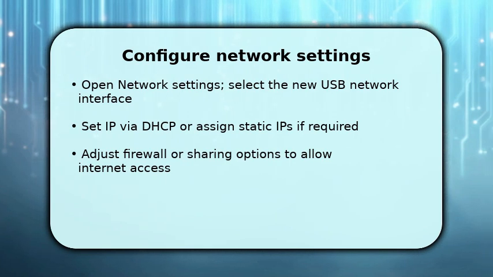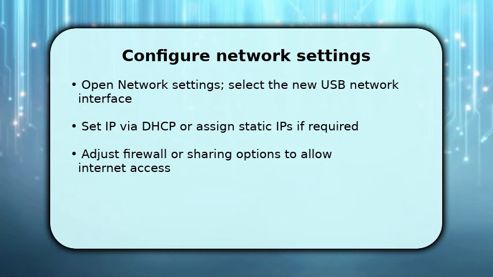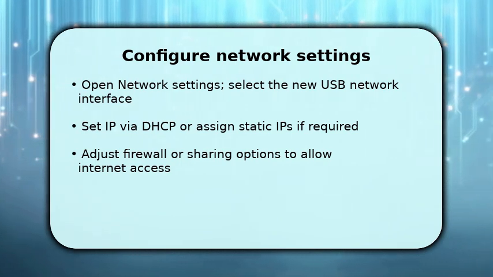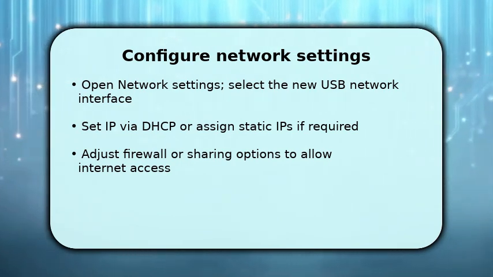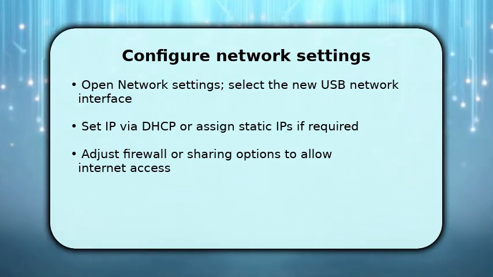Once assigned, enable internet connection sharing or configure NAT on the source device so the target can reach the internet. Make sure firewall rules aren't blocking forwarding, and test connectivity with a ping or browser request.